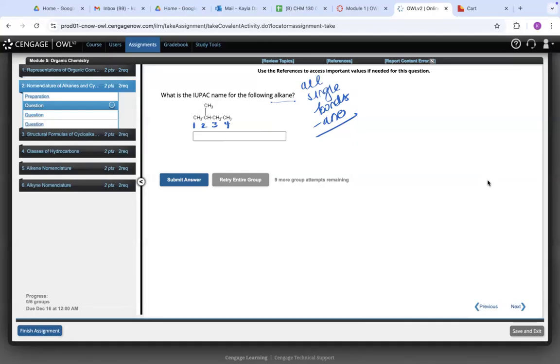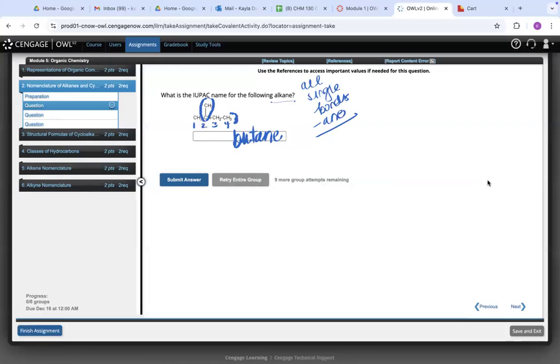So right now I have one branch on carbon two, and if I was to flip that numbering scheme, the carbon would end on three. So I'm going to keep it the way it is. So I know it ends in ane, and then I have four carbons in the parent chain. So bute. So butane takes care of this whole parent chain.